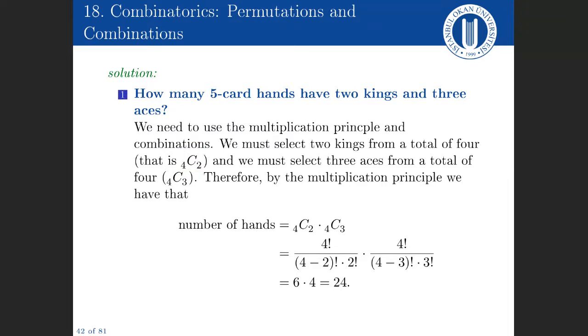Then, out of the 4 aces, we want 3 of them. We want 4 choose 3. These 2 operations are independent, so we multiply these 2 numbers together. The answer to this question is going to be 4 choose 2 multiplied by 4 choose 3. And I leave it for you to calculate that this is 24.